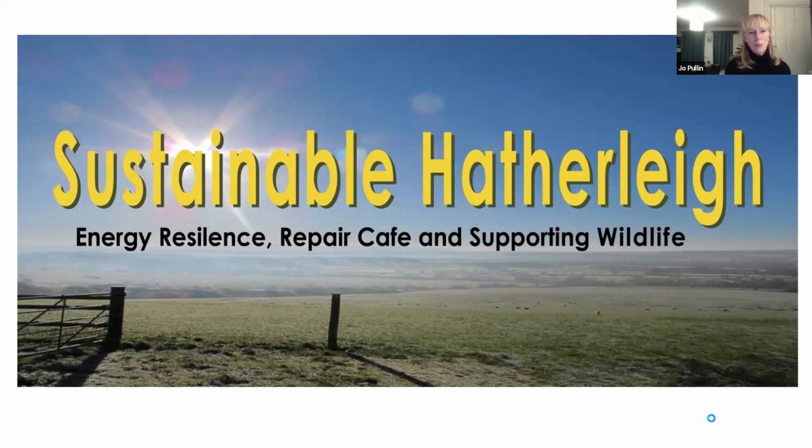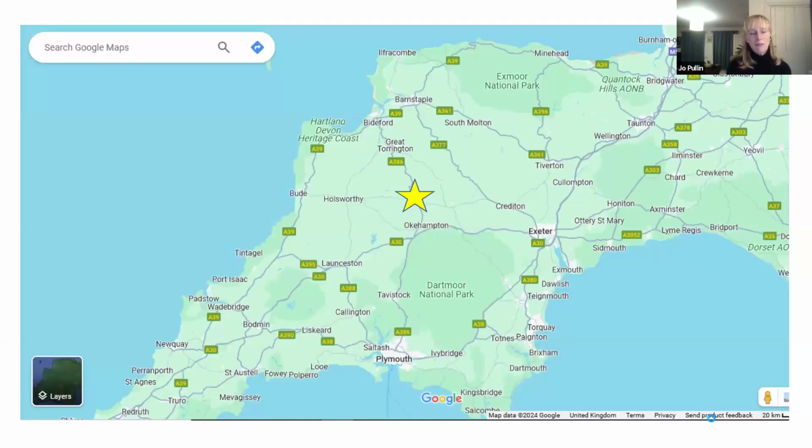So those of you who don't know where we are, if you just flick slides for me, Katie, you should be able to see a map of Devon. Hopefully there's enough detail there for you to work out. The big star in the middle is where Hatherley is.